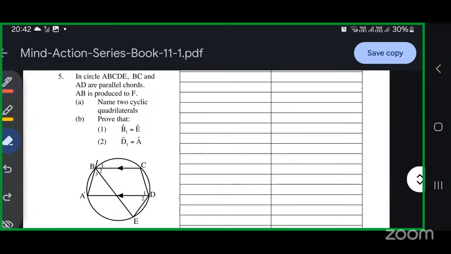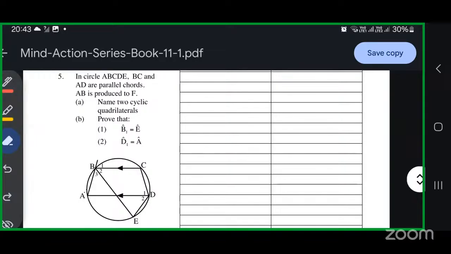Therefore, to identify the cyclic quads in this circle, we have the cyclic quad ABCD and the cyclic quad BCDE. Do you guys agree? Yes. Okay, thank you.